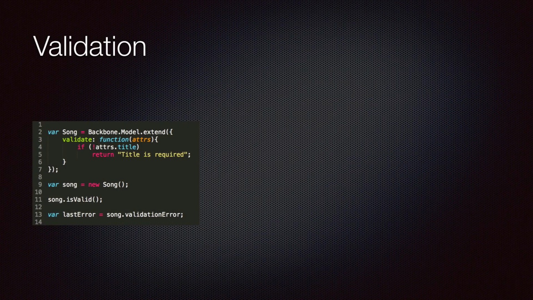So to implement validation, we need to implement the validate method in our models. Backbone calls the validate method whenever we set the attributes of a model. We can tell if an object is valid or not by calling the isValid method. If the object is invalid, we can read the last validation error by accessing the validationError property.